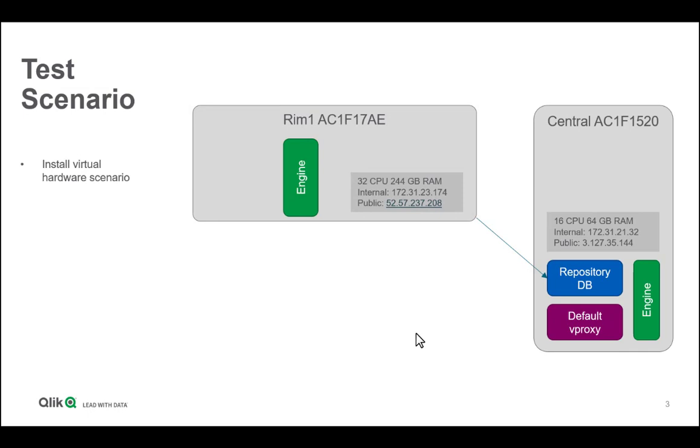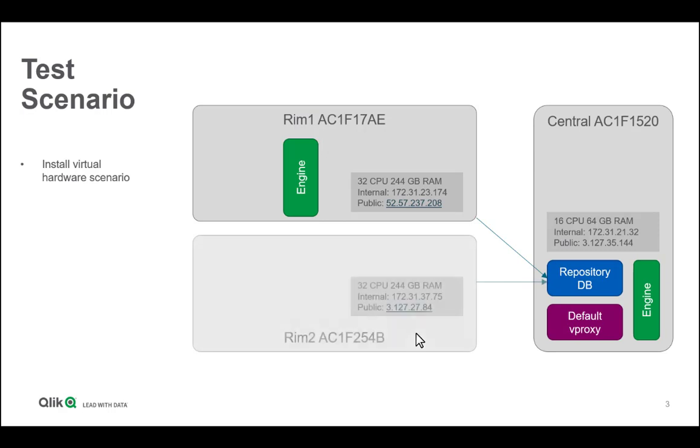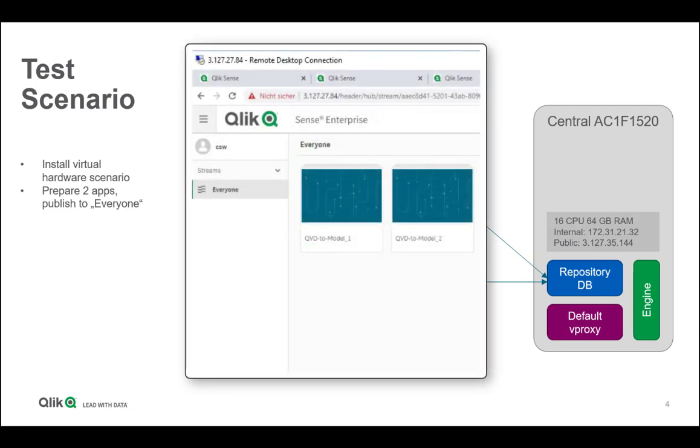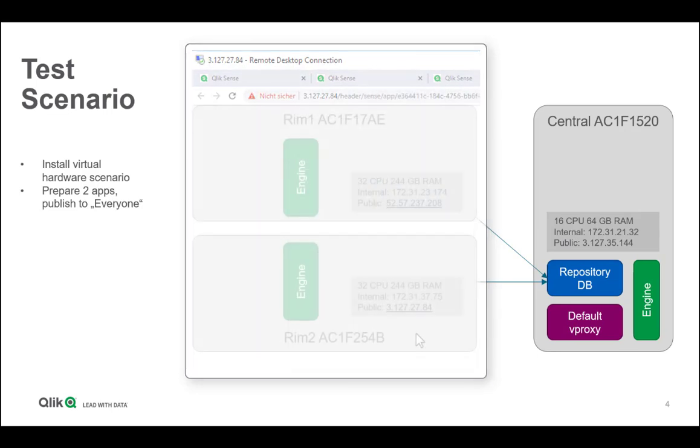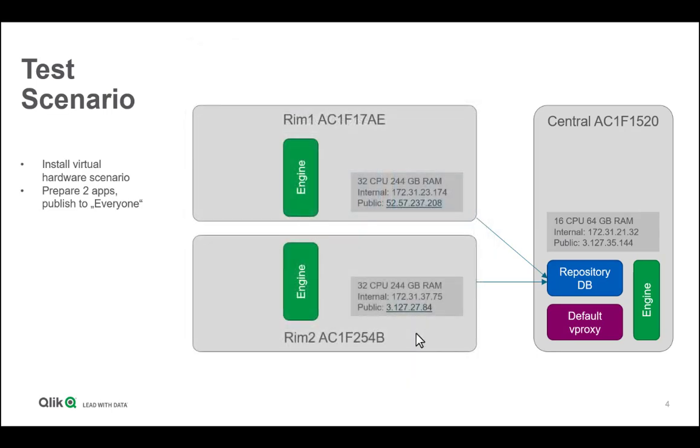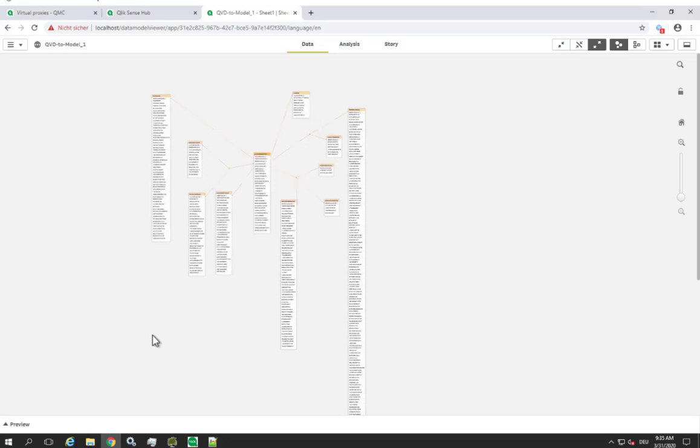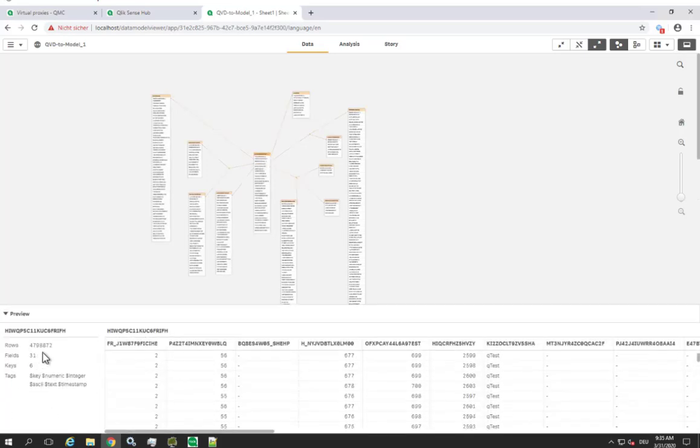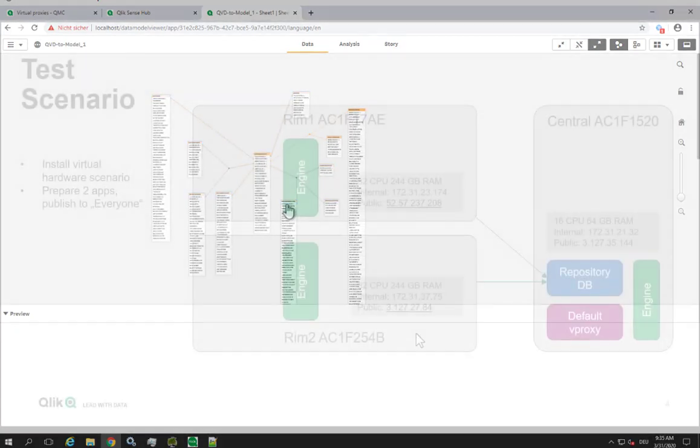And then I installed two RIM nodes with some massive CPU and RAM. And both will run the engine. Then I prepared two apps and published them to the everyone stream. So the apps, to give you numbers, are about 300 megabytes on disk, about 1.5 gigabyte when expanded into memory. And they have 8 tables. The largest table has about 30 million rows. So it's a mid-sized data set, not particularly large.